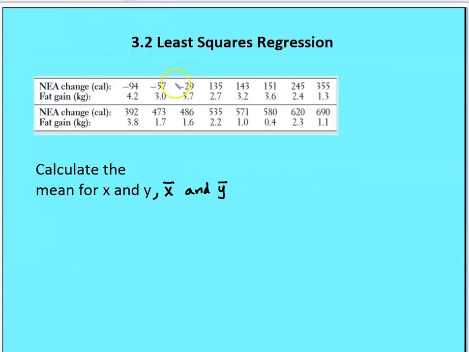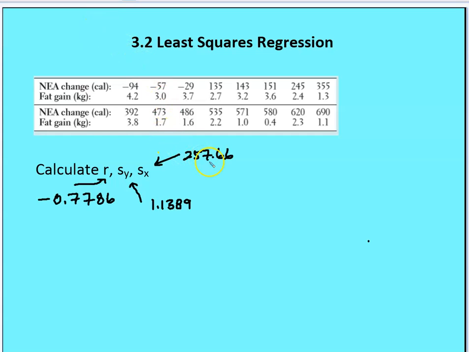All right, so here's my NEA change and fat gain. The first thing I want to do is calculate the mean for x and y. I have my NEA change, that's going to be x, and fat gain is going to be the response variable. So I'm going to calculate these means. I get the mean for NEA change at 324.8, and for y, the fat gain, at 2.388. All right, so now I'm going to calculate our standard deviation for y and x, and I get these values.